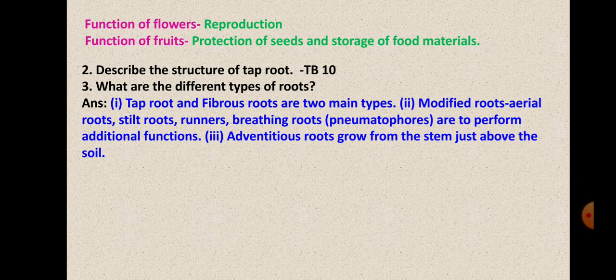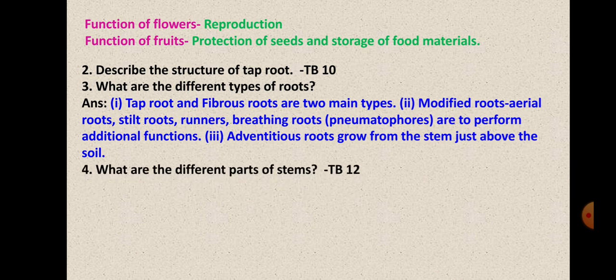First one is taproot and the fibrous roots are two main types. Then there are modified roots for the different functions, that is aerial roots, stilt roots, runners, breathing roots, pneumatophores, to perform additional functions. Third one is adventitious roots, which grow from the stem just above the soil. So this you can pause and you can note down these 3 points.